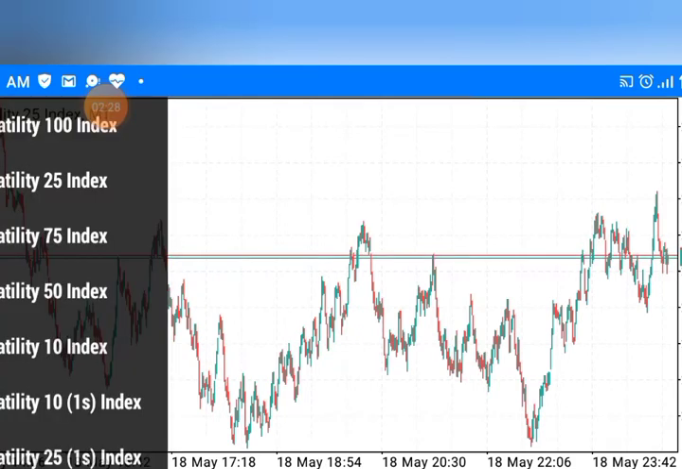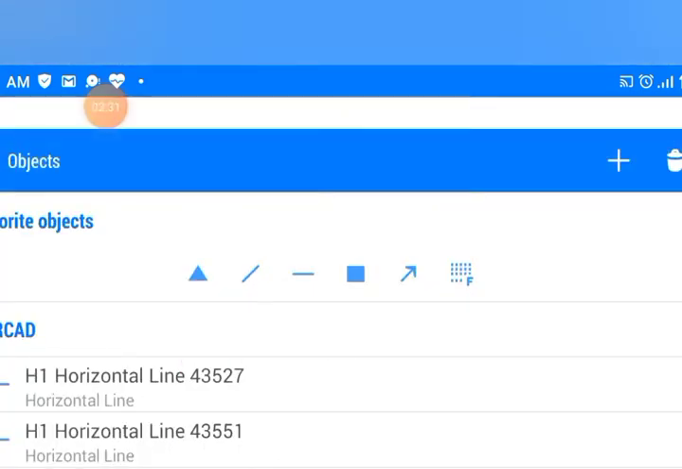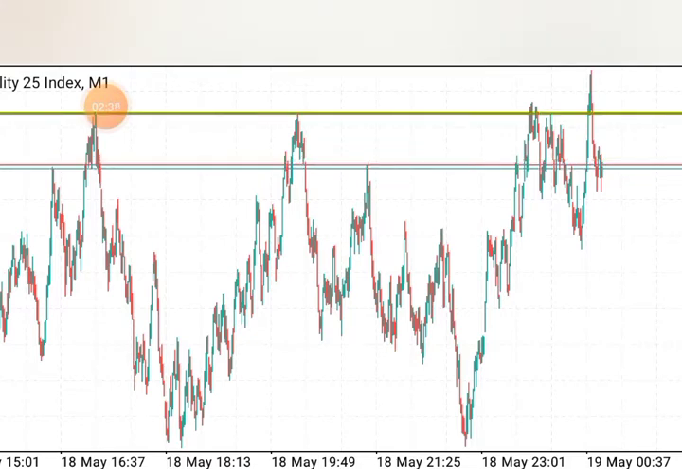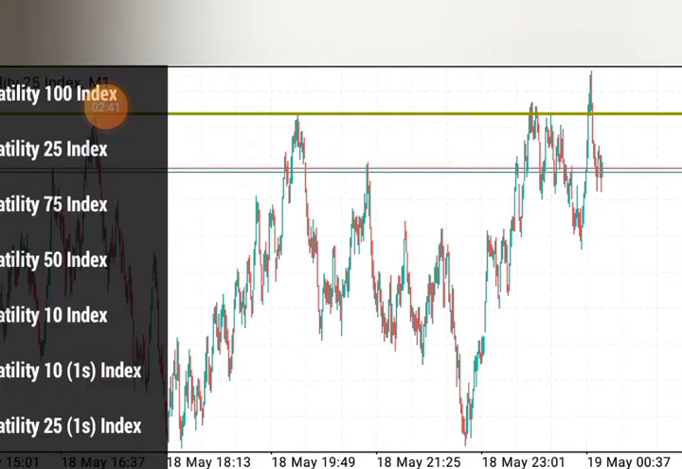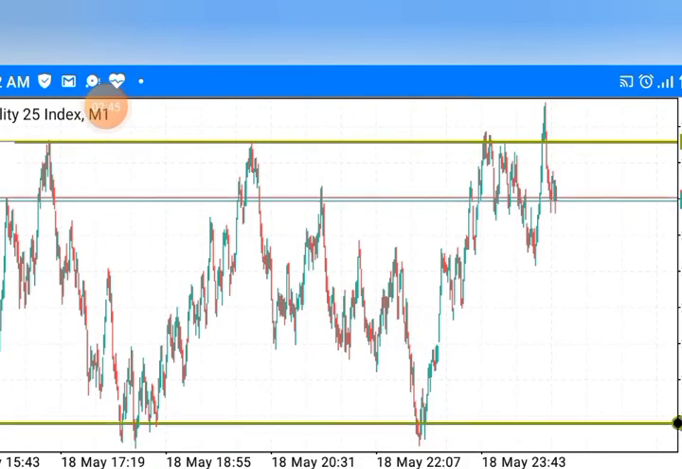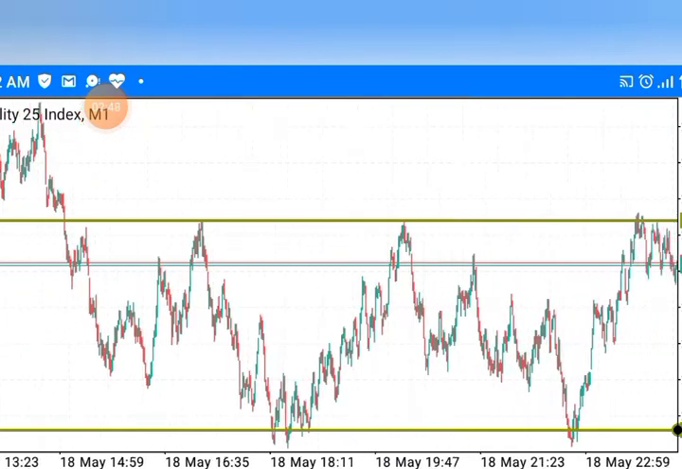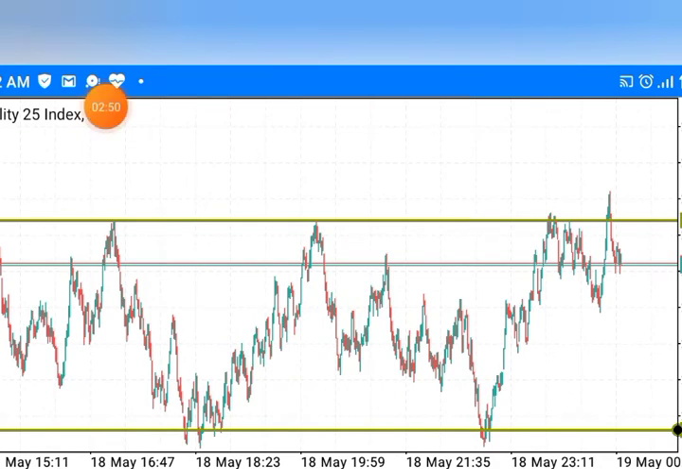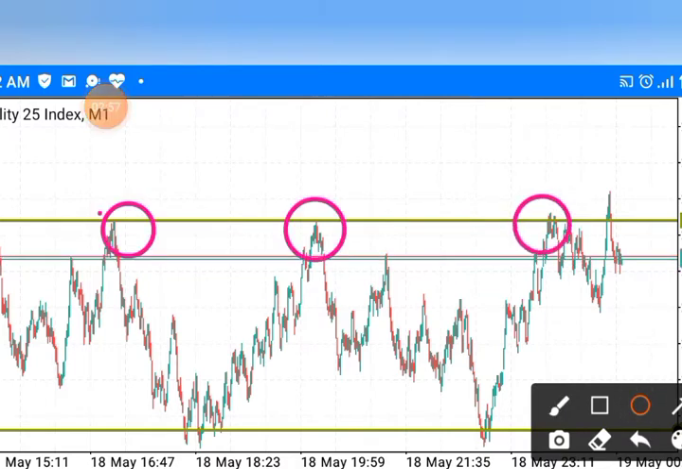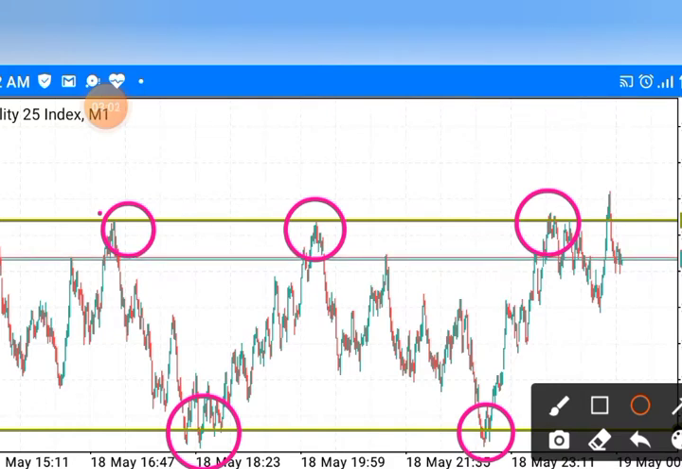So you use the horizontal line to identify your support and resistance. Okay, so I have one up here. Okay, I have my resistance up. I have another one down here. Okay, guys. So you can see this. So this is one thing you must know about this strategy. If it is not there, it is not there.